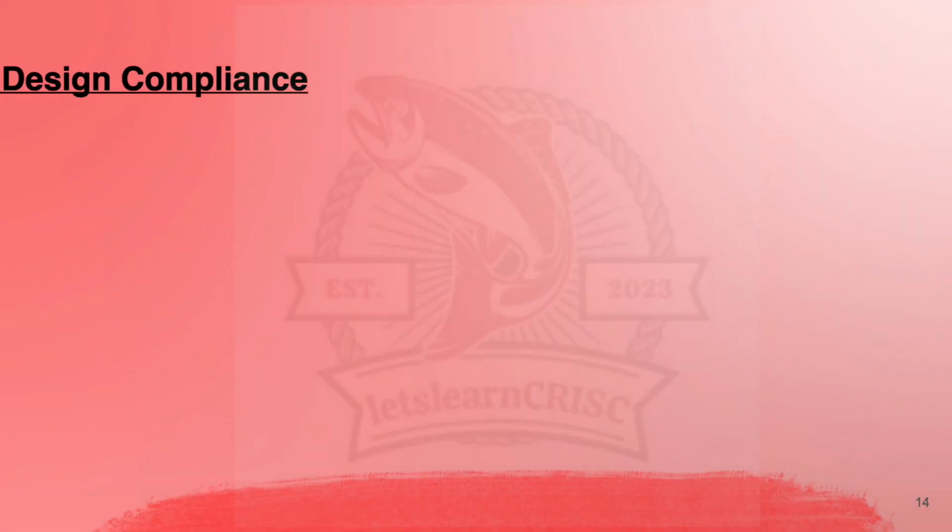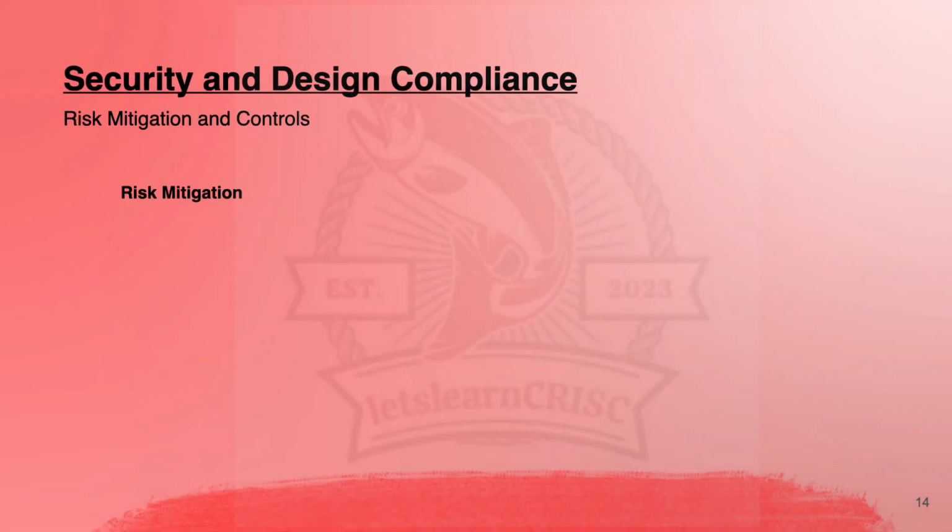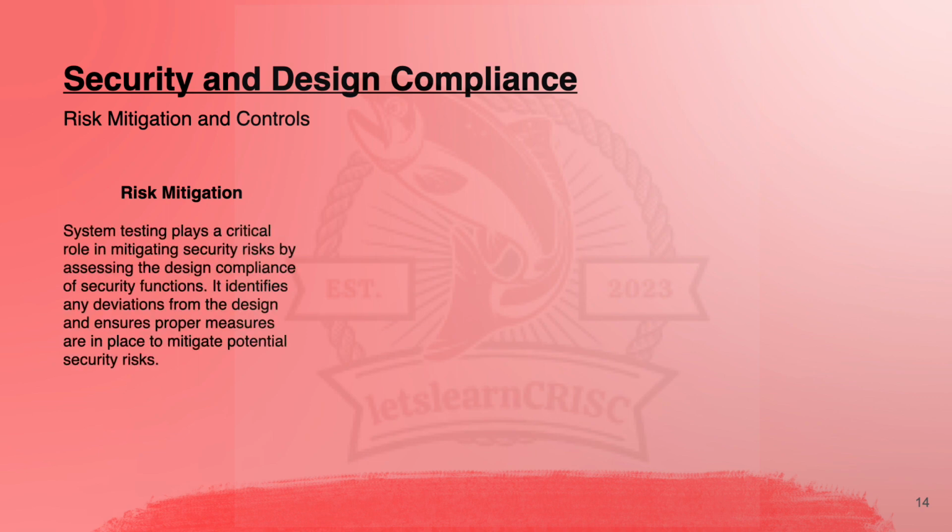Next, we'll discuss about some security and design compliance. First is about the risk mitigation. Friends, system testing serves as a crucial step in overall risk mitigation strategy by specifically focusing on security aspect of the system. It aims to identify and address potential security risk before the system is deployed. System testing involves a thorough assessment to ensure that the implemented security functions comply with the design specifications and the requirement established during the system's development.